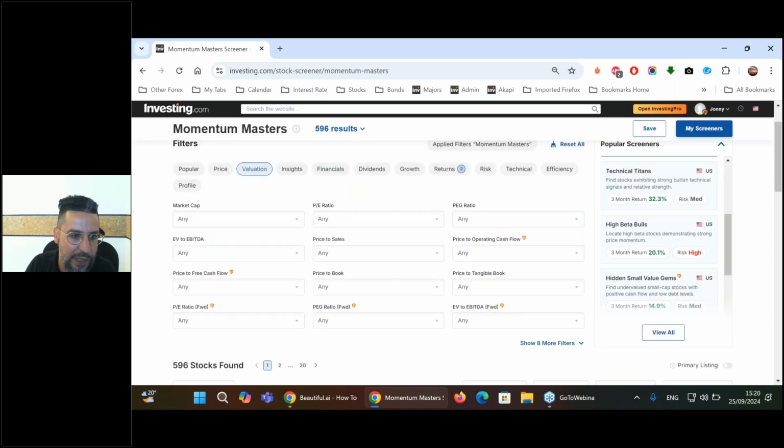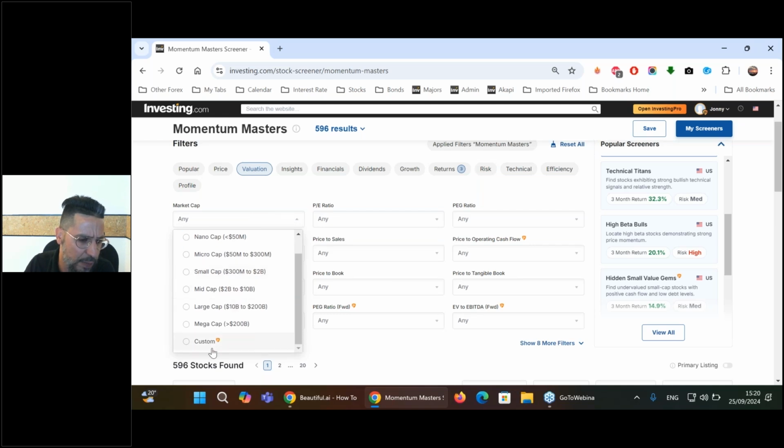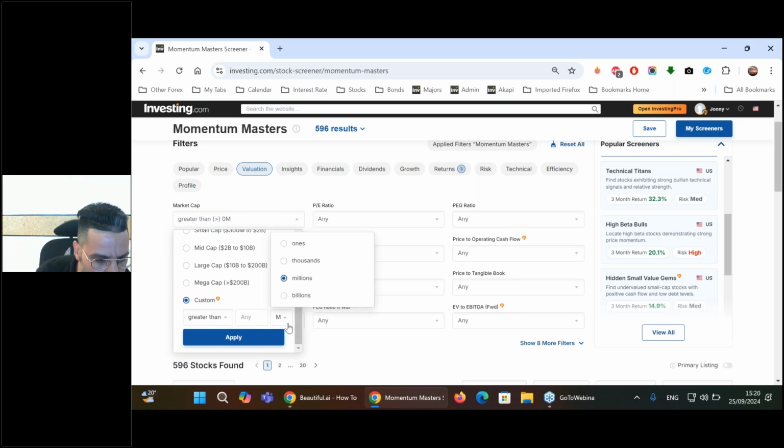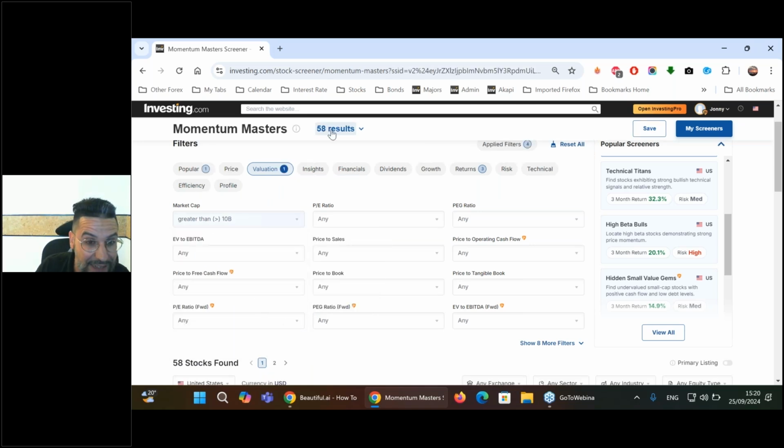Let me pull up the valuation metric here real quick, the market cap, just because I want to exclude some of the lesser companies with small market caps. Let me pull up here, billion. Let's have it for 10 billion. Let me apply that. So from 596, we're down to just 58. And the initial number was, of course, almost 9,400.